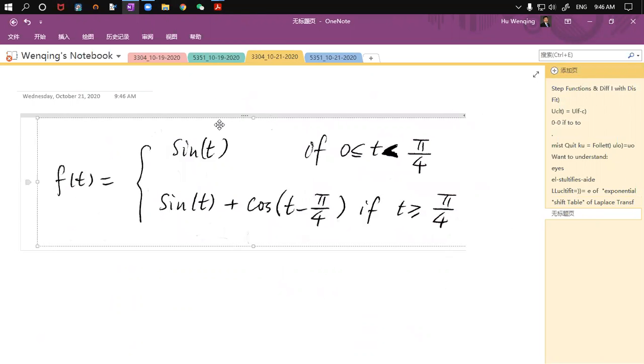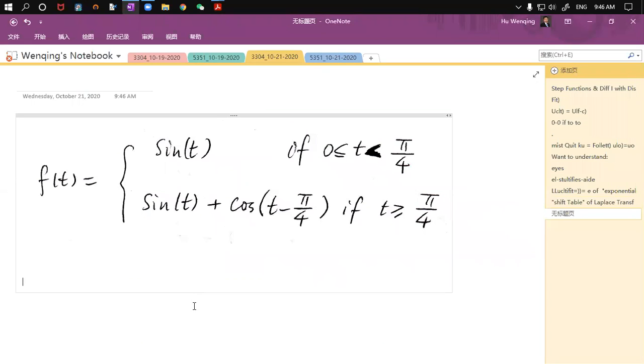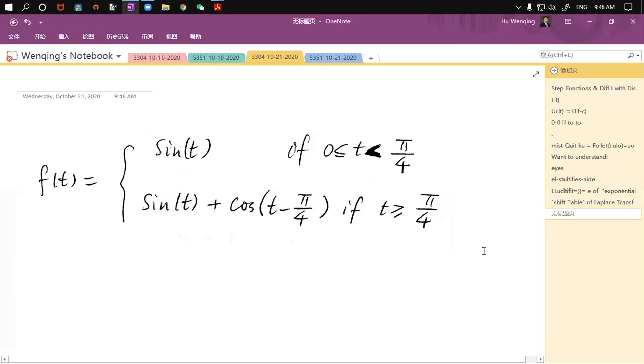Okay, so let's practice this problem. So what does this problem say? Well, the problem is giving you a step function. That's why I say it is very important to be able to transform this function into unit step functions, right?